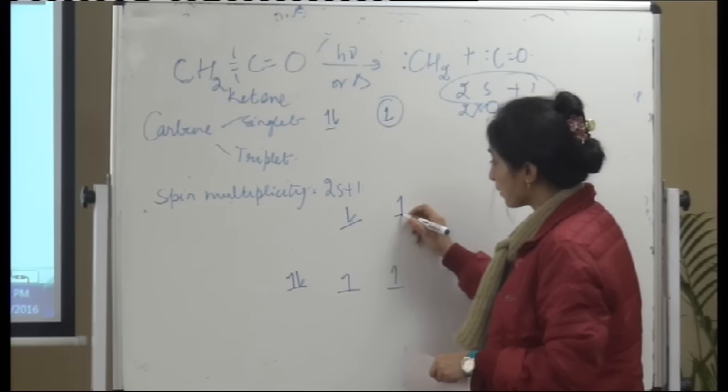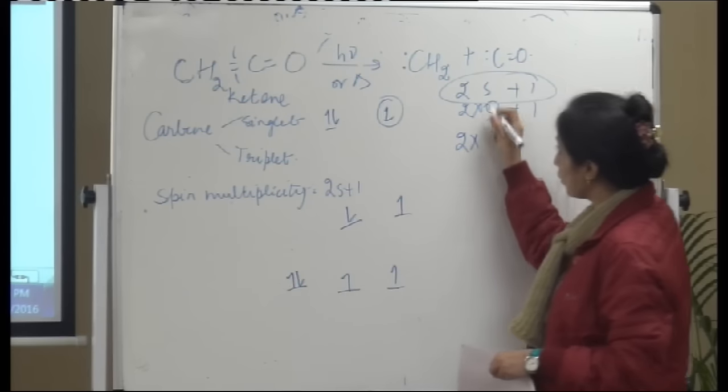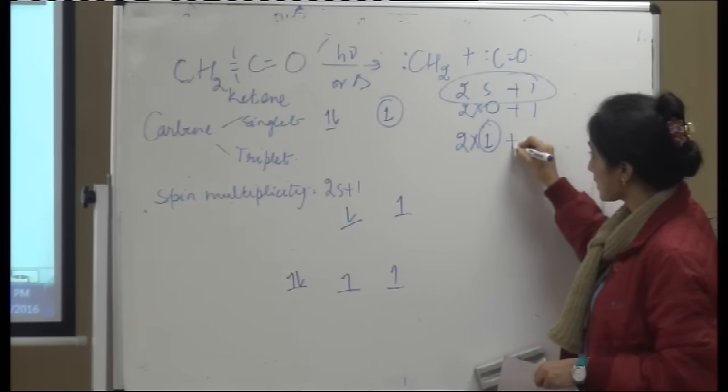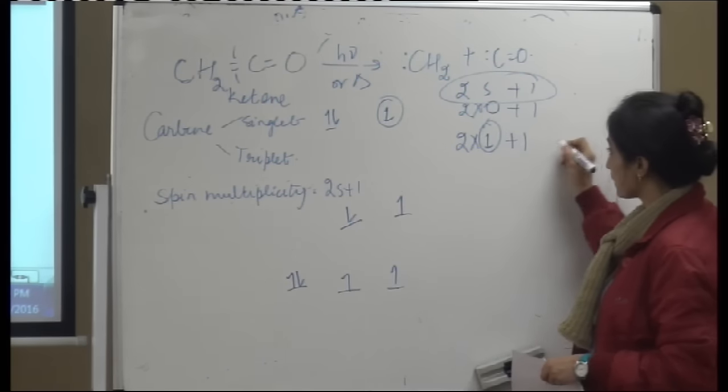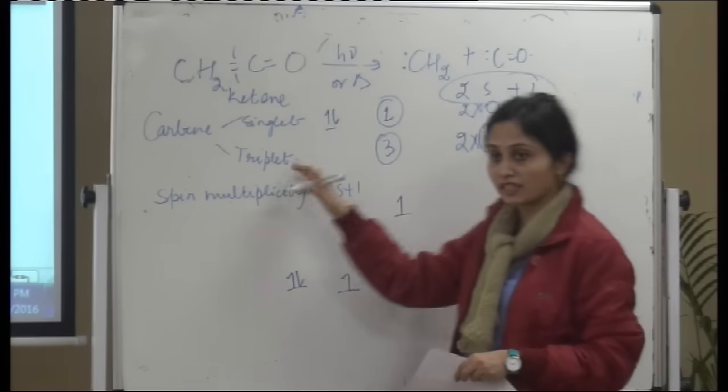And same spin means half plus half. So that means 2 into half plus half is your 1. Spin is 1 plus 1. So 2 into 1 is 2, plus 1, it will be your 3. So now this will be a triplet carbene.